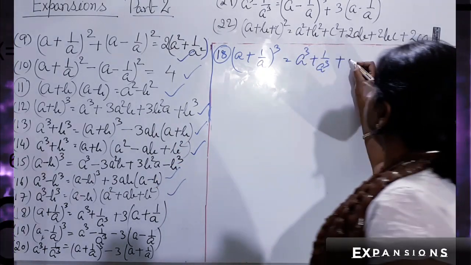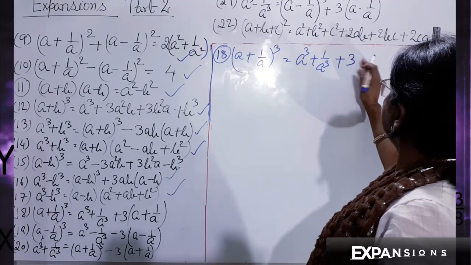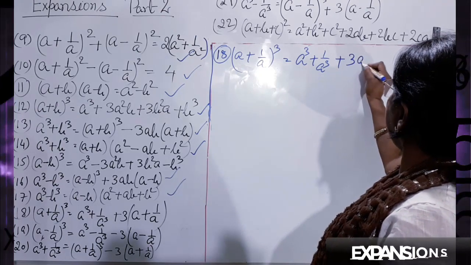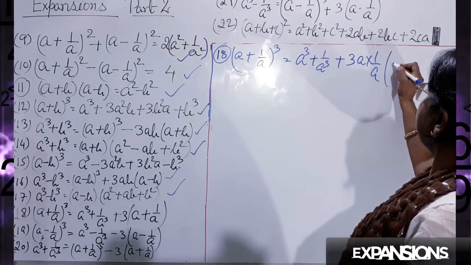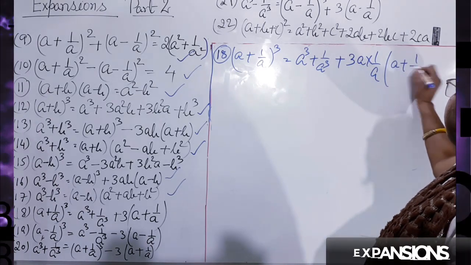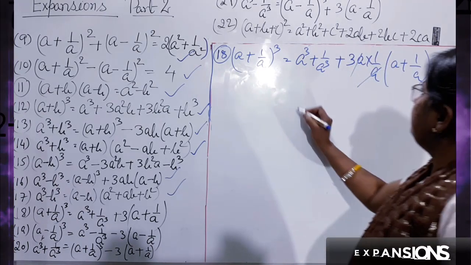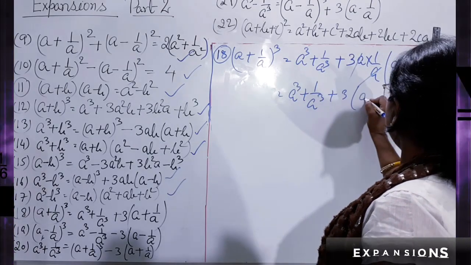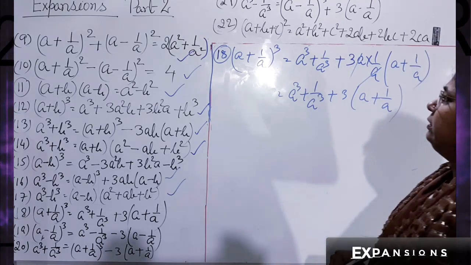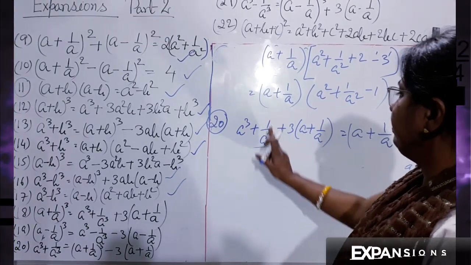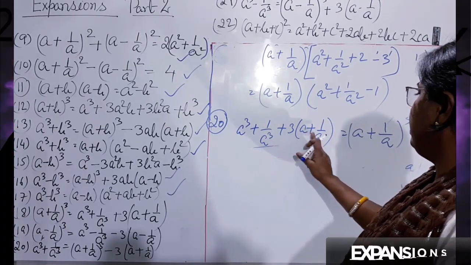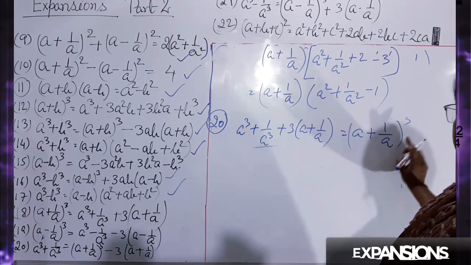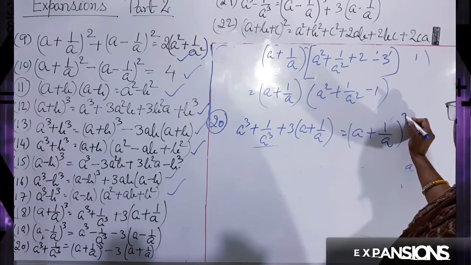Like that, if we take their common, otherwise 3a into 1 by a is equal into a plus 1 by a. Then a cancel, it will be a cube plus 1 by a cube plus 3 into a plus 1 by a. Is like this. A cube plus 1 by a cube is plus 3 into a plus 1 by a is equal a plus 1 by a whole cube.